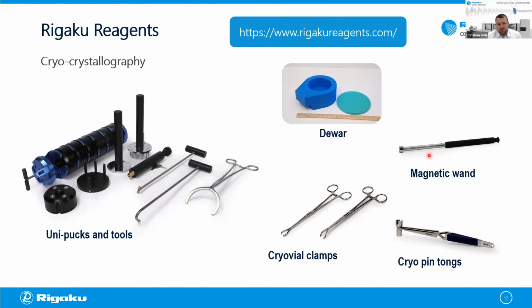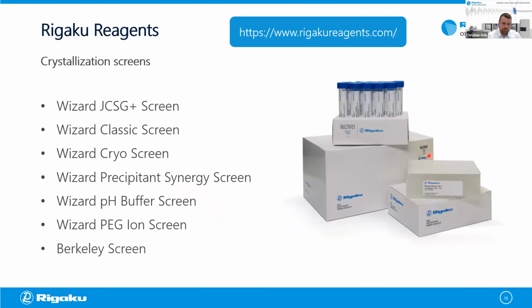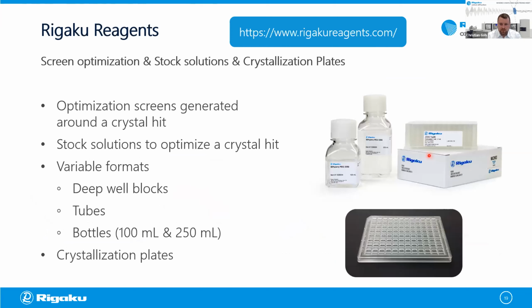Because this crystalline sponge works in cryo conditions, we also have our Rigaku reagents shop where you can purchase all of these cryo equipments that you need. Foam dewars, unipucks, tools, cryo vial clamps, and so on. Of course, for protein crystallography, we also have a few buffer solutions that you can use. Crystallization plates, they can be used also with our CrystalCheck device that would allow you to screen through the individual cells here. It's also very useful in case you want to use it for powder diffraction, for instance. We also have a nice webinar on that.